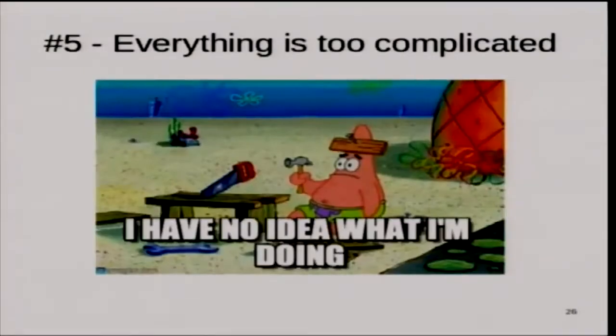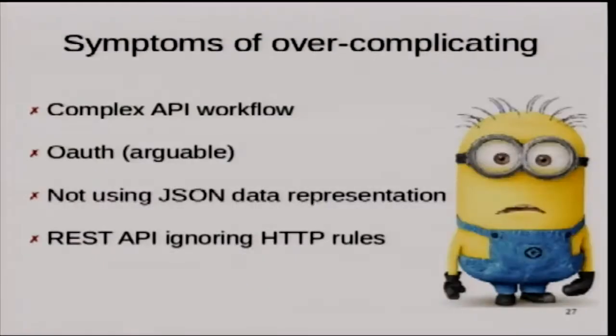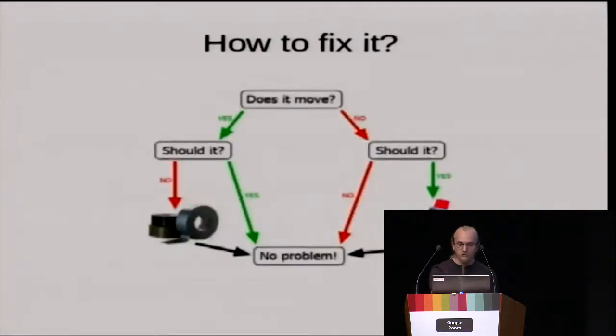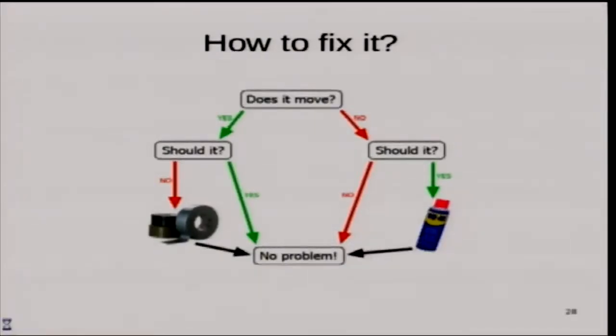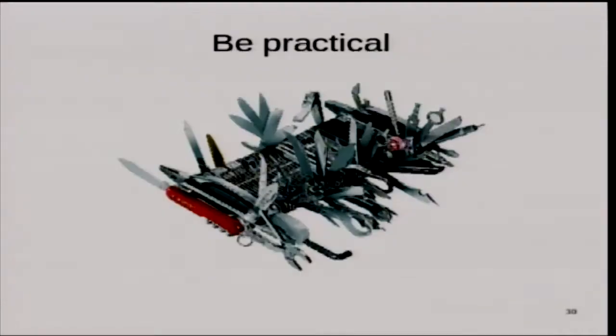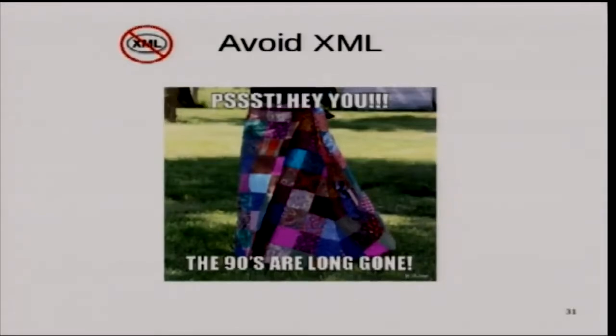Reason number five would be that everything is too complicated within your API. And the symptoms of overcomplicating your API would be a complex API workflow, arguably OAuth, not using JSON data representation, and ignoring all HTTP rules within a RESTful API. My suggestion for fixing all of this: KISS principles, being practical, and, as much as you can, avoiding XML.